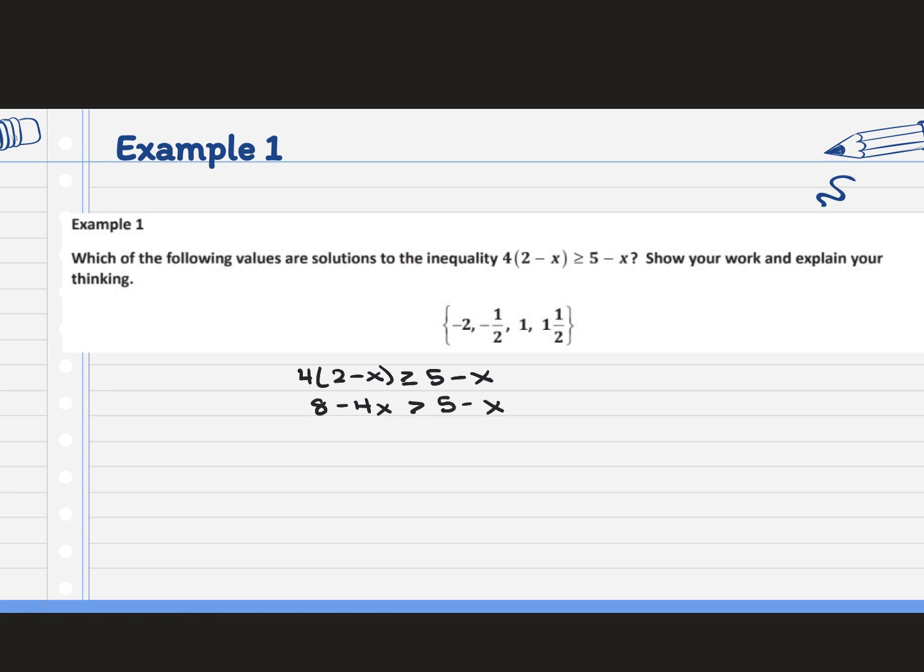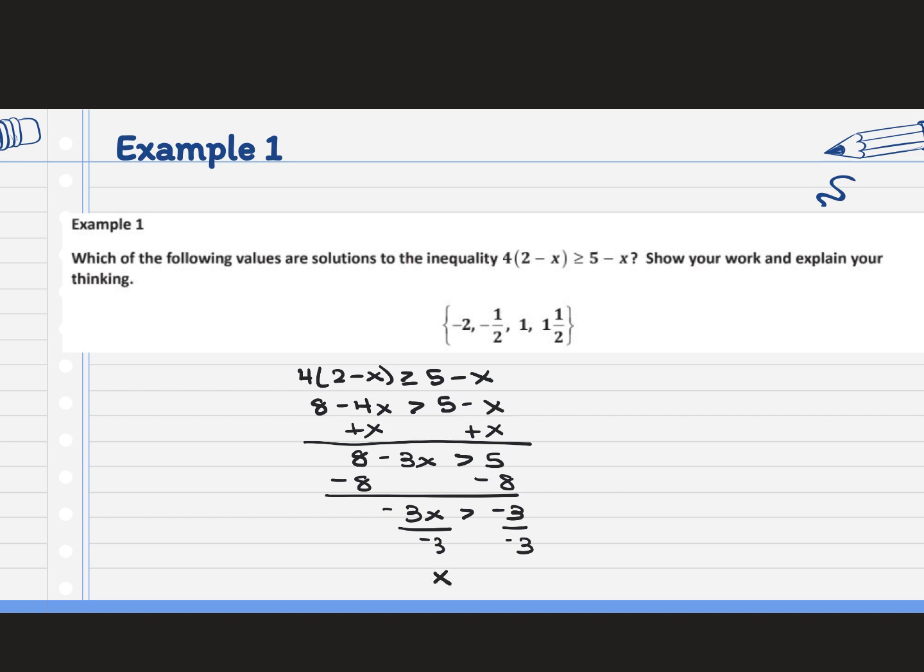I want to get my x on the same side, so I'm going to add x to both sides, and I have 8 minus 3x is greater than 5. I'm going to subtract 8 from both sides. -3x is greater than -3. Divide both sides by -3, and I get x is less than 1. Remember, when we multiply or divide by a negative number, we have to flip the inequality sign. So since our inequality solution set is x is less than 1, let's look here.